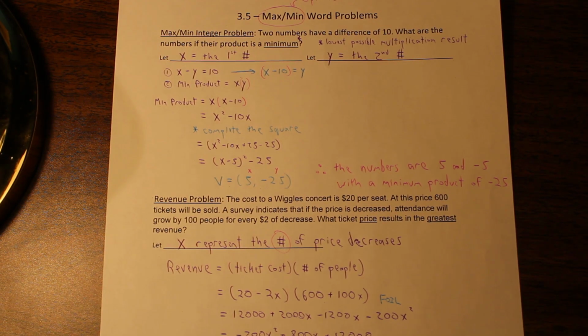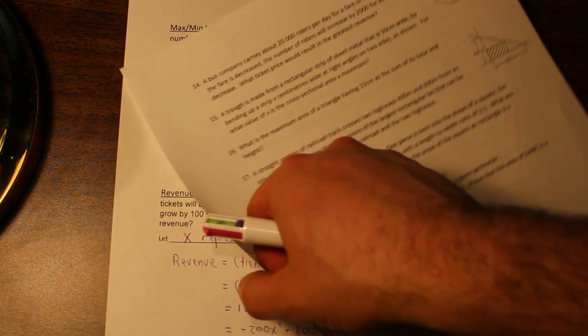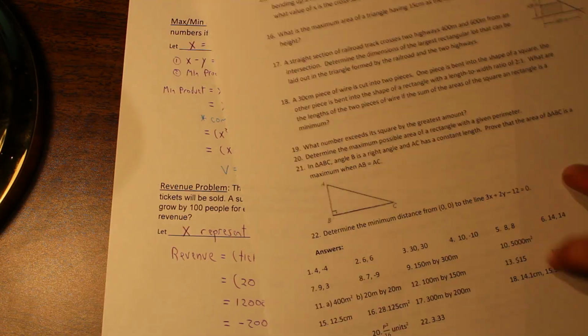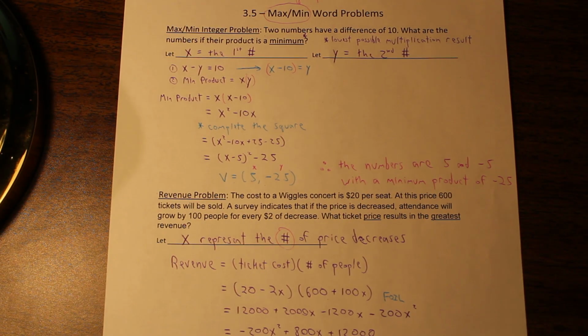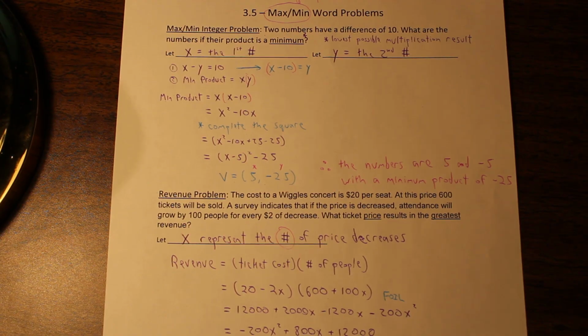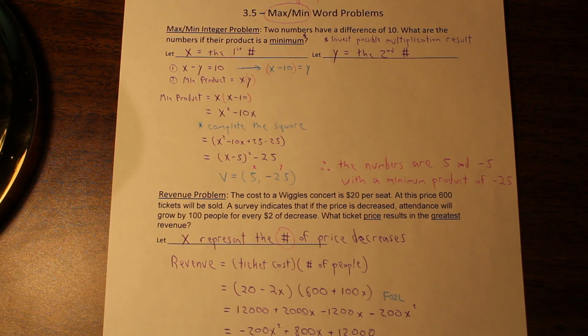The homework that I have related to this is very tightly connected. So questions 1 to 4 on mind-busting optimization questions I want you to do, and questions 13 and 14. Answers are at the bottom. If you really struggle with this, I can post the solutions, but hopefully you recognize the pattern and you're able to kind of do this on your own. I believe we have one more sort of word problem type question in our next lesson, and then it's time for the final assessment in this particular unit.